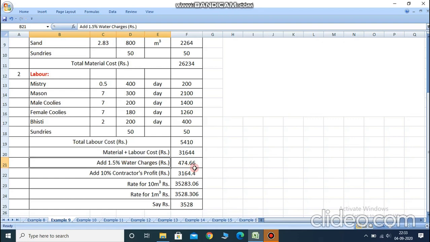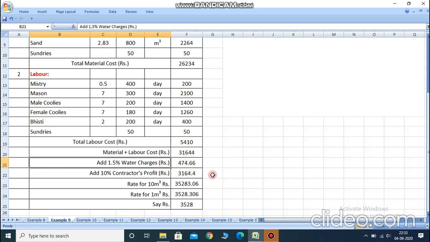Water is required to complete the work. So 31,644 rupees multiplied by 1.5% as water charges, we got the answer 474.66 rupees as water charges, and we include the 10% contractor profit. So 31,644 multiplied by 10%.